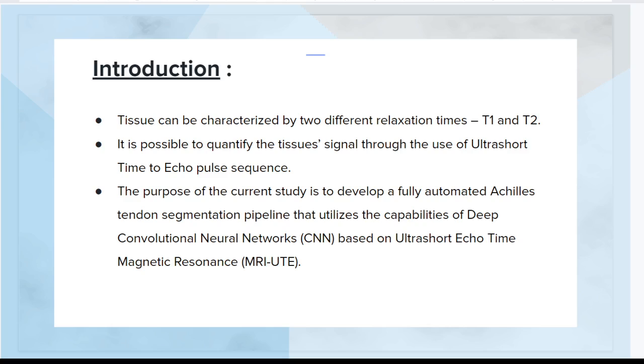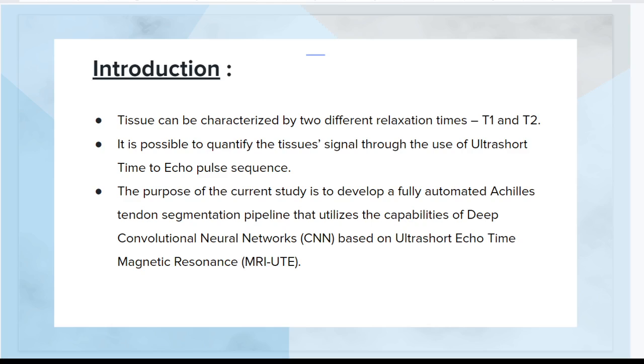It is possible to quantify the tissue signal through the use of ultra-short time-to-echo pulse sequence or the UTE sequence. It can achieve as short as 0.05 to 0.5 millisecond relaxation time, which makes it capable of detecting very short T2 values from different tissues. Measuring the tendon volume has been used to identify tissues degradation in Achilles tendon.